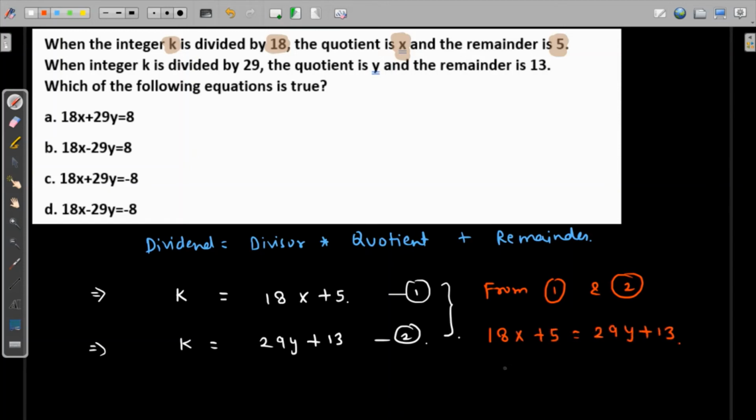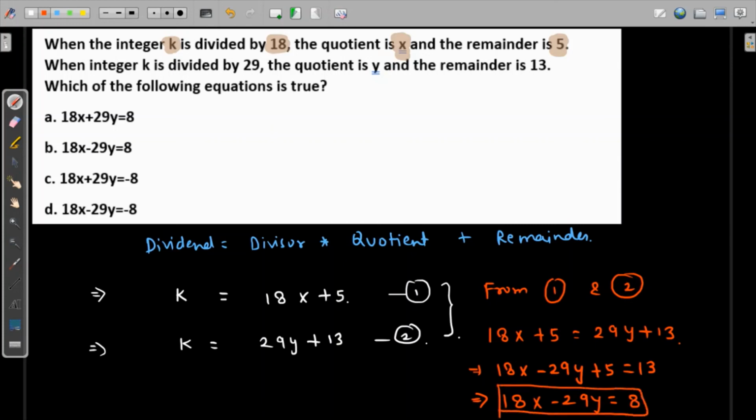So let's bring x and y over on one side. Let's subtract 29y on both the sides, and that's how it looks. And finally, let's subtract 5 on both sides, because the constant should be on the other side. So that's 18x minus 29y is equal to 13 minus 5, which is definitely 8. So this is the required equation, which matches with option B.